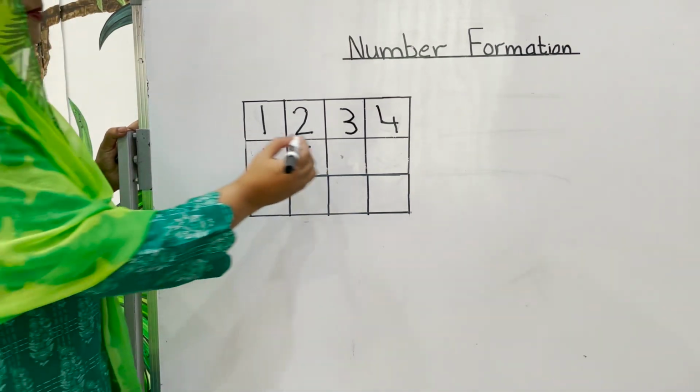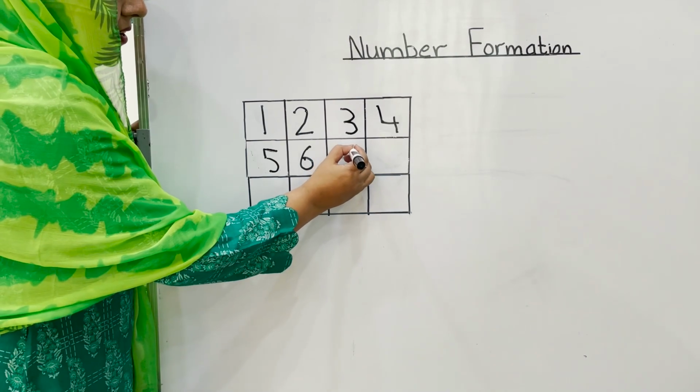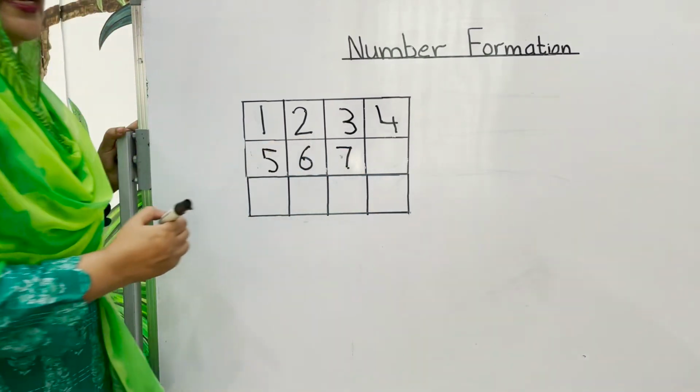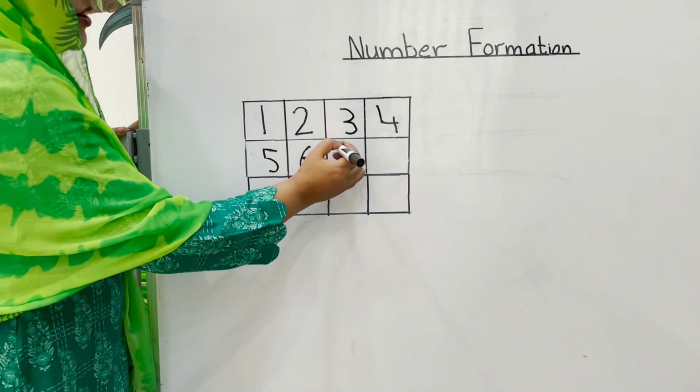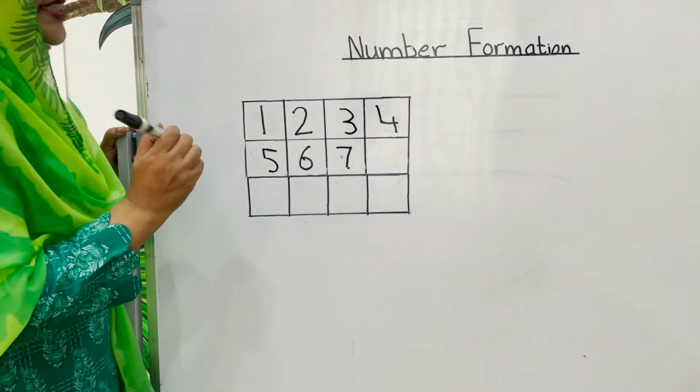For number 7, there will be 3 dots. Across the sky, down the heaven. That's the way to make number 7. Across the sky, down the heaven. That's the way to make number 7.